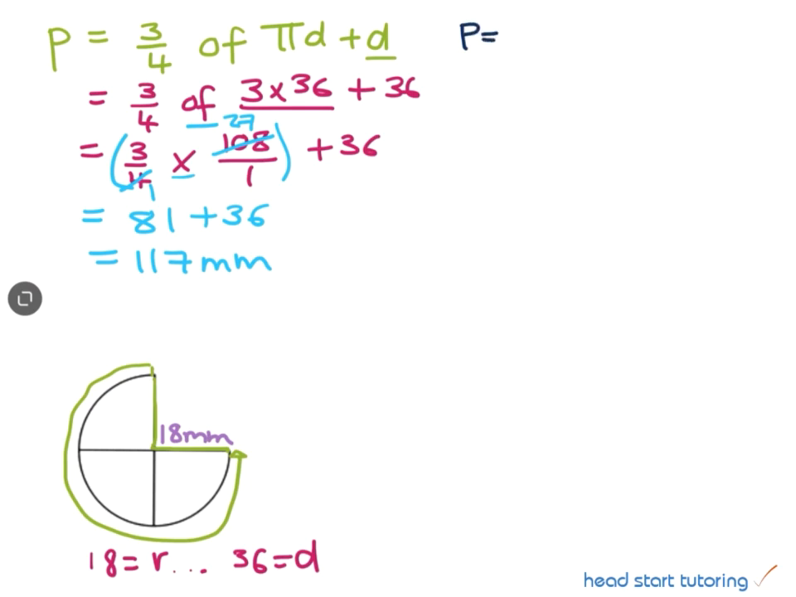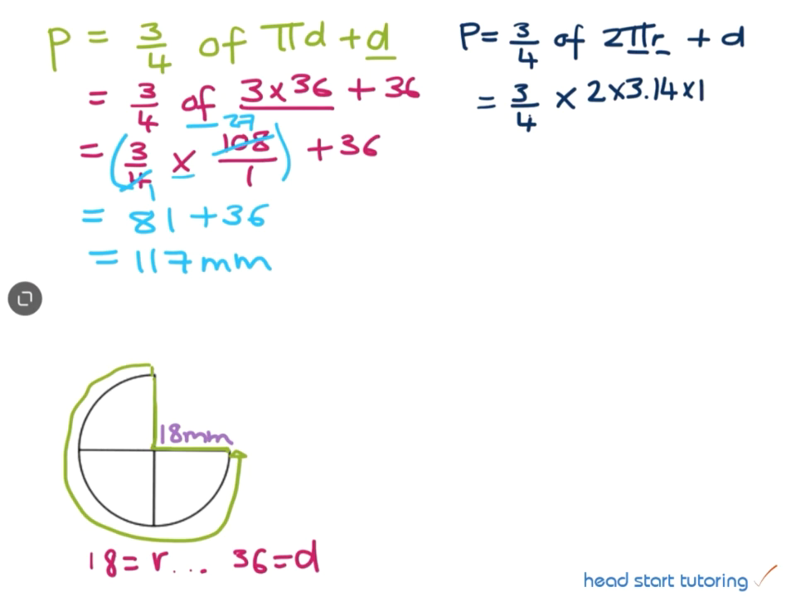Right, let's have a look at the perimeter of this 3/4 of a circle when pi is equal to 3.14. And let's use, so we'll say 3/4 of, and let's use 2 pi r as an alternative formula for the circumference of our full circle, and then we plus our diameter at the end. So 3/4 of, or multiplied by 2 multiplied by pi, which is 3.14, multiplied by our radius, which is now 18, and then we plus our diameter, and we can actually put in our diameter, which is 36.